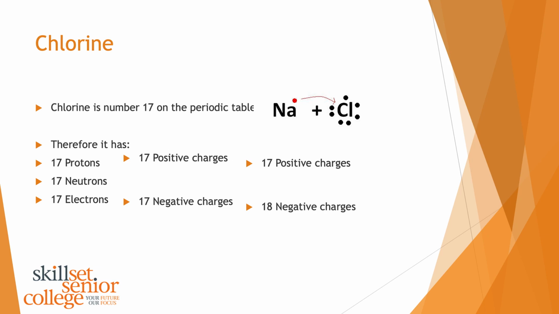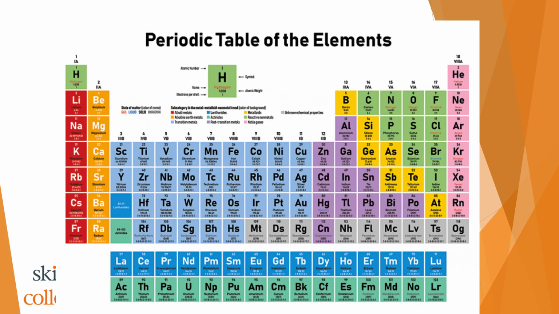So the difference between 17 and 18 is 1, but that is enough to be negatively charged by 1. So we just write that as a minus sign here on chlorine. There's one extra electron. Therefore, it is negatively charged. Okay, it's no longer balanced. So this is why we get the plus and the minus sign.